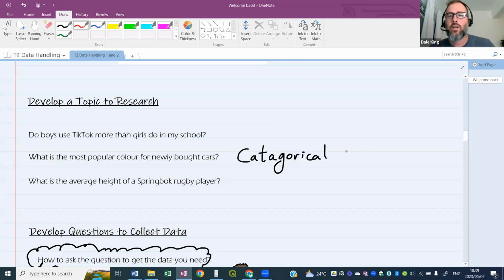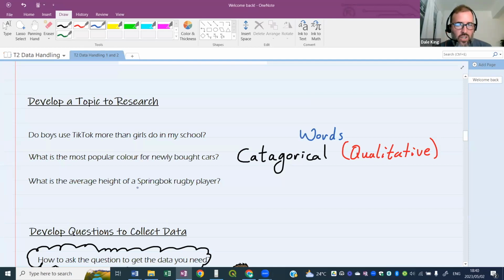And I'll put you in brackets. That's qualitative data. So that's not numbers, that's words like blue, yellow, green, big, small, fast, slow, new, old. Those are all words to describe something. Words.